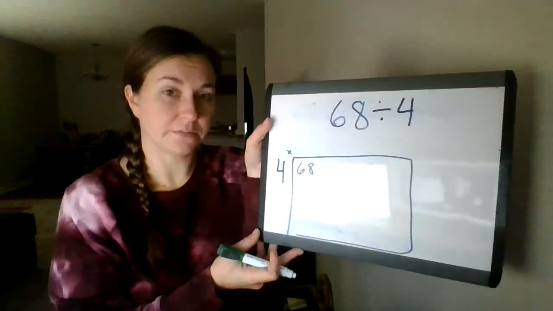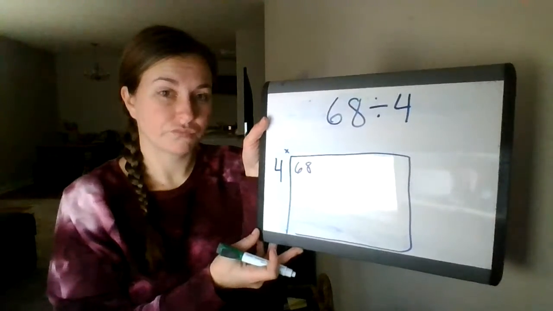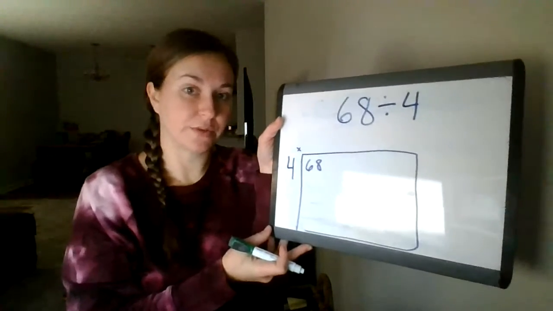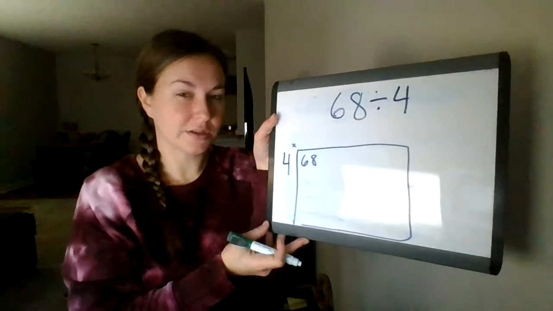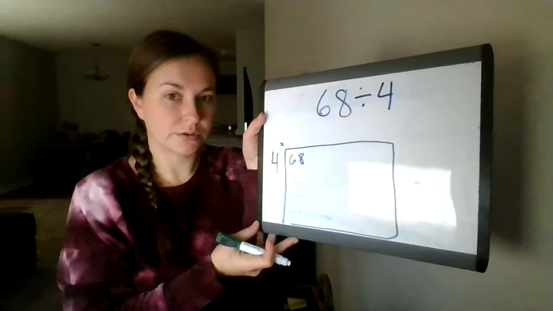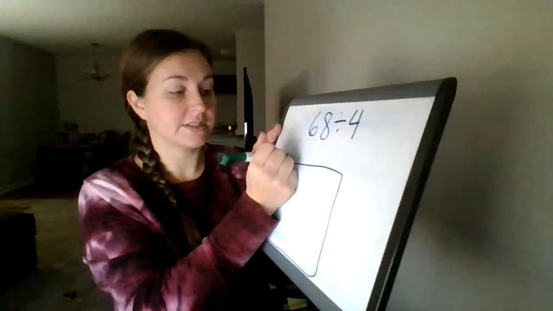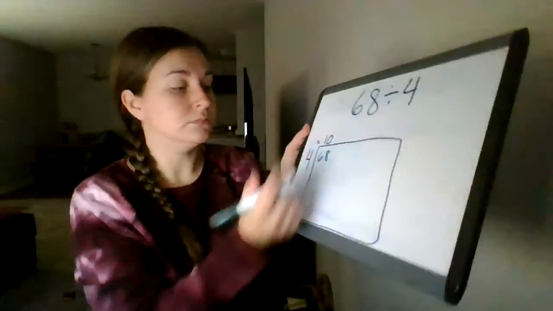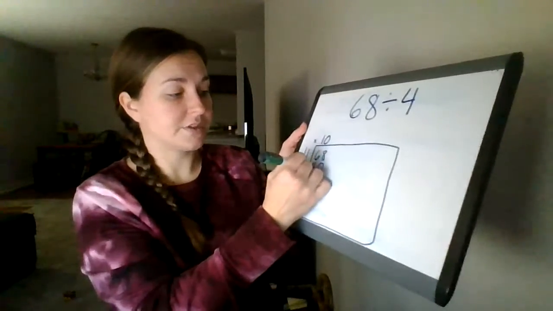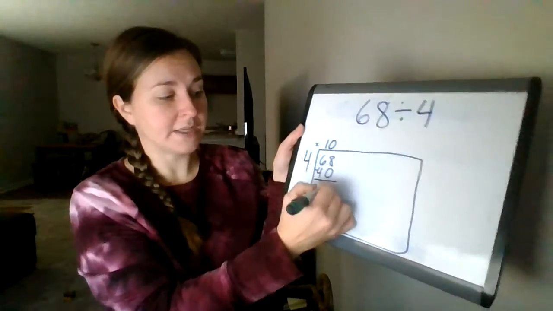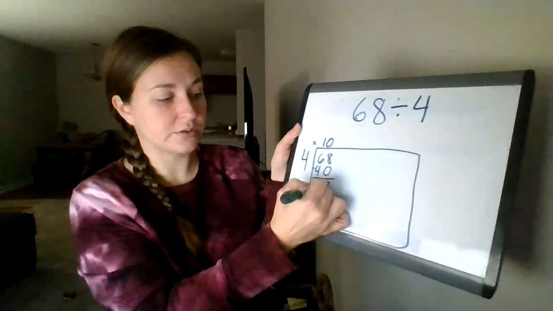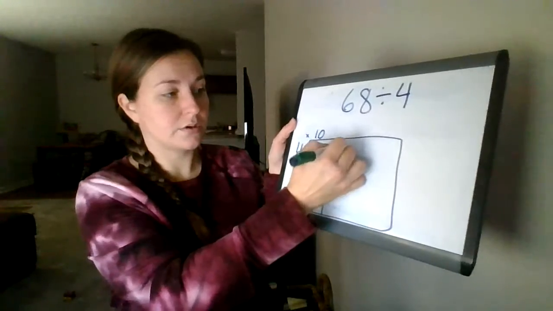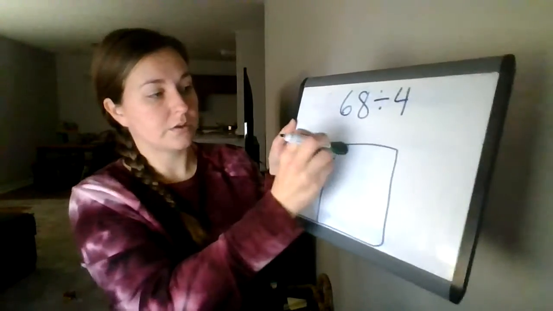4 times something. We always want to start with benchmark numbers if we can. So is there a benchmark number that you could multiply 4 by to get as close to 68 as possible? We're going to go with 10 because that's an easy benchmark number. So 4 times 10 is going to give me what? 40. So I can subtract. 8 minus 0 is 8. 6 minus 4 is 2. I have 28 left. I'm going to carry my 28 over.